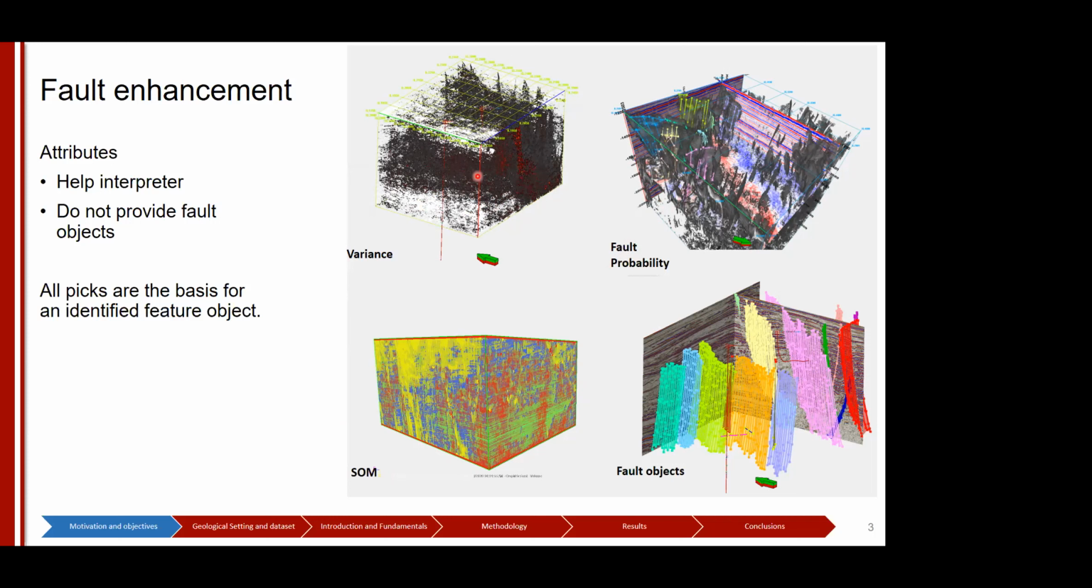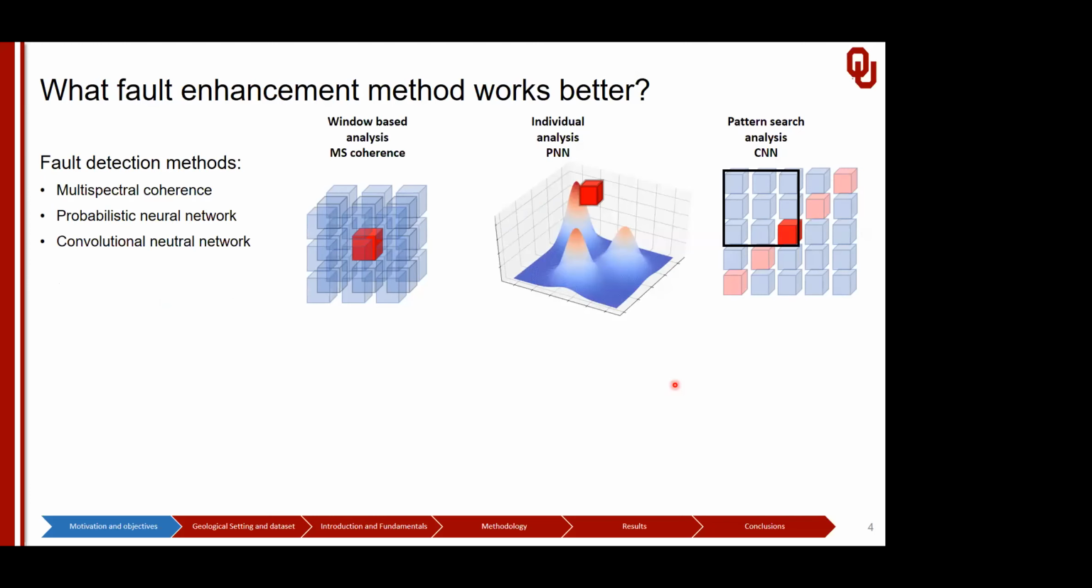However, they usually enhance just additional noise and channels. And here in the lower right, you can see fault objects, which are interpretations. And these peaks are the basis for a fault object. So essentially, attributes help the interpreters, but they do not provide fault objects by themselves.